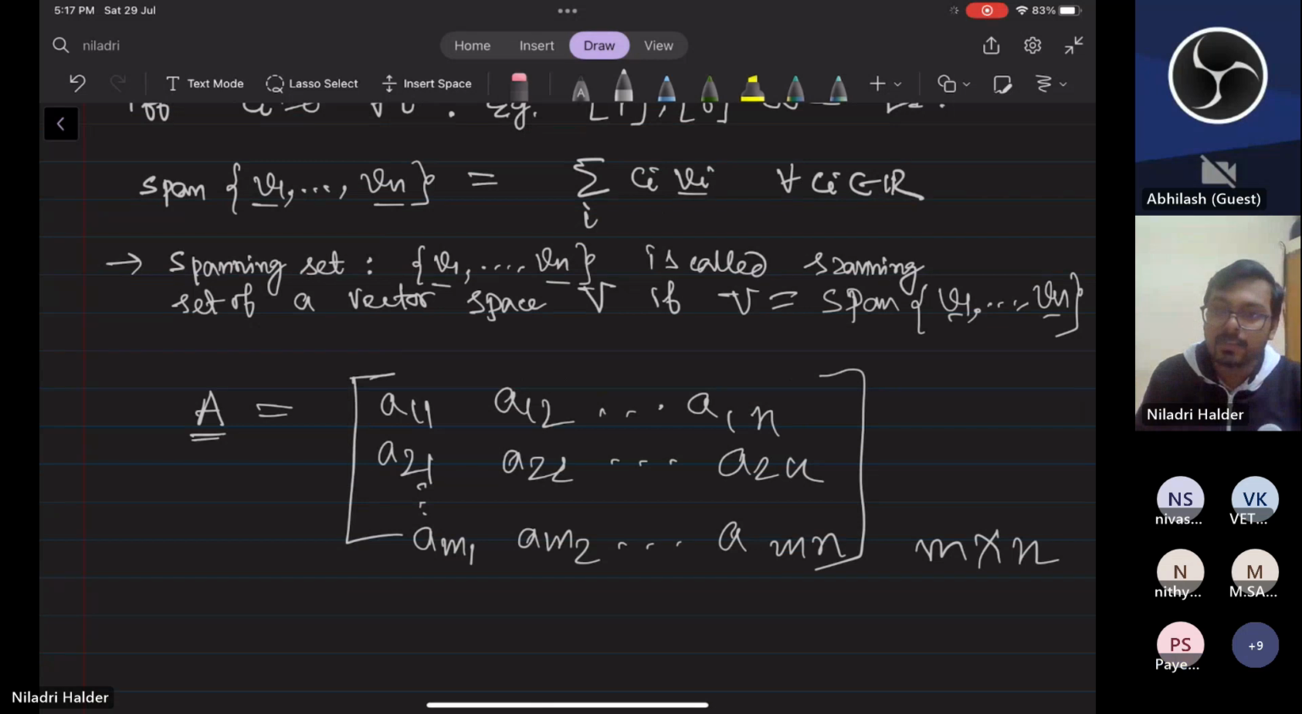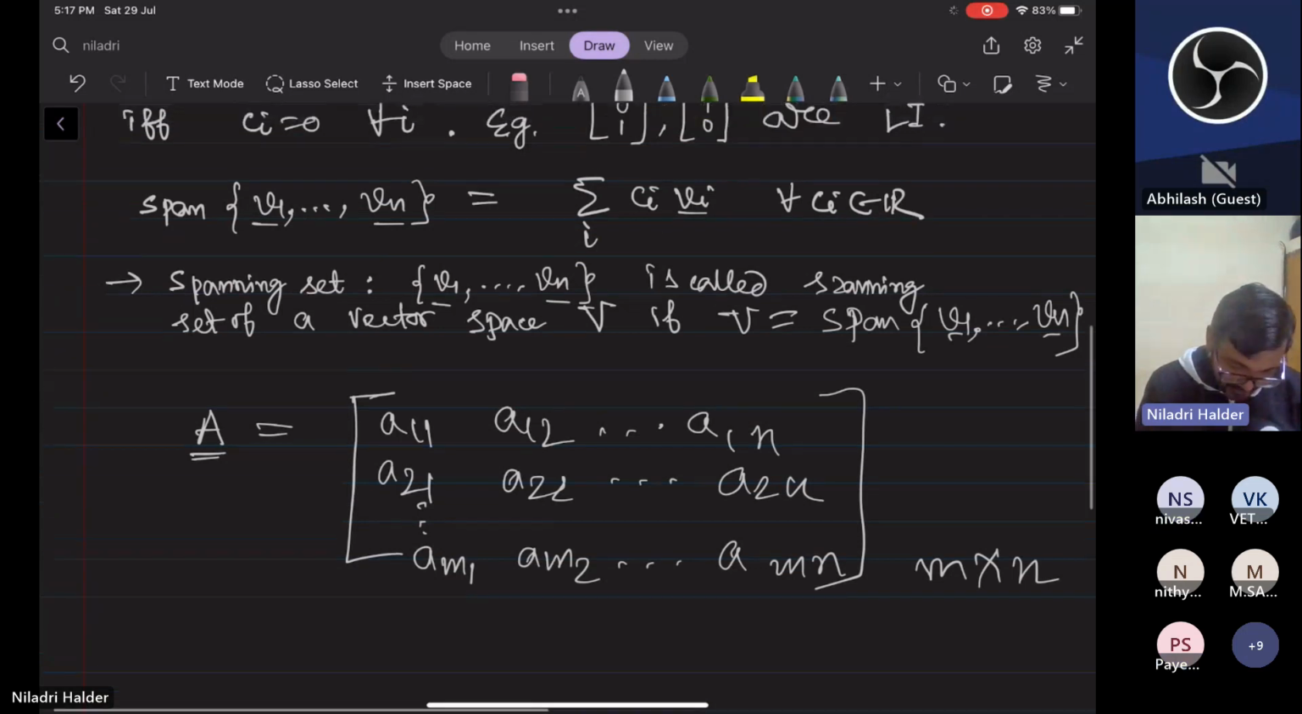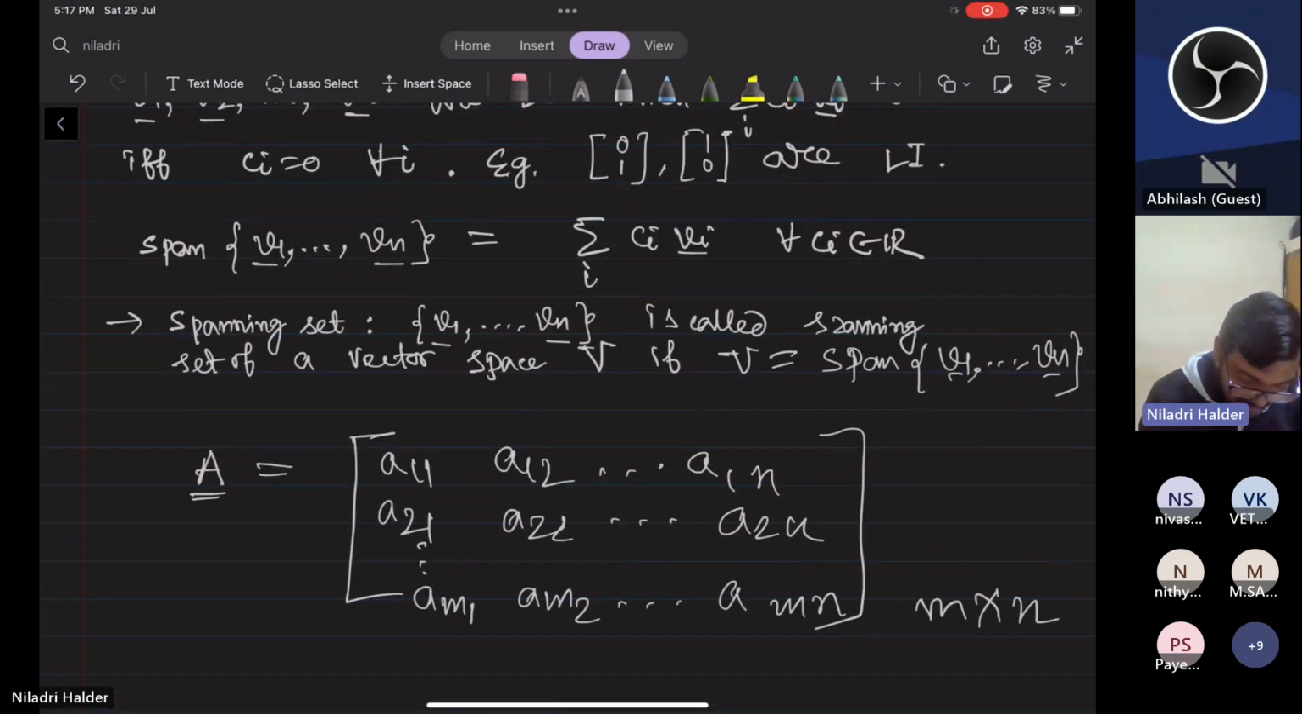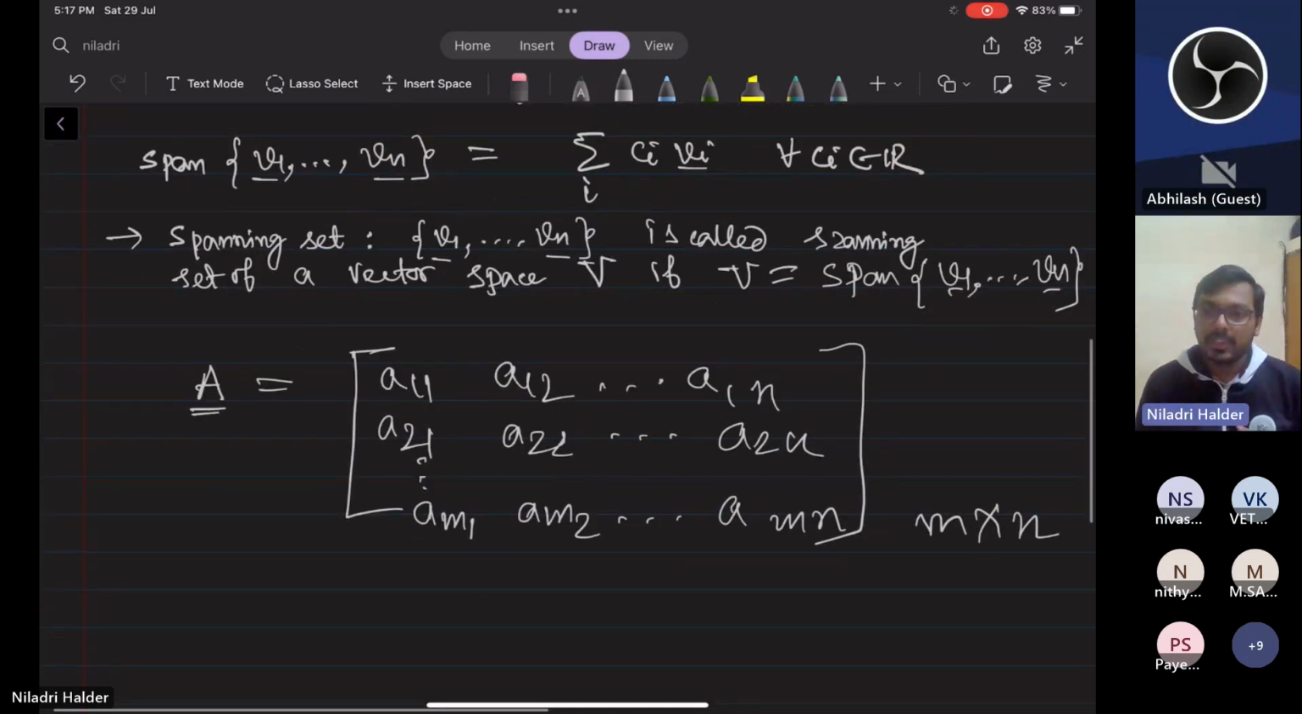Yes, sir. Okay. So the span of v1 to vn, a set of vectors, is equal to the summation of ci vi, where ci belongs to the real numbers. A set of vectors v1 to vn will be a spanning set of a vector space if that vector space equals the span of v1 to vn.